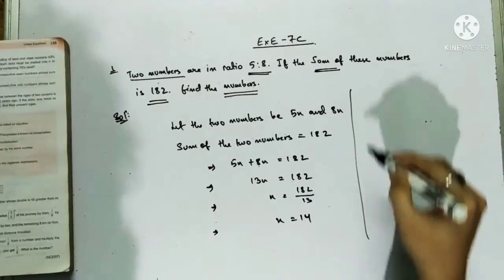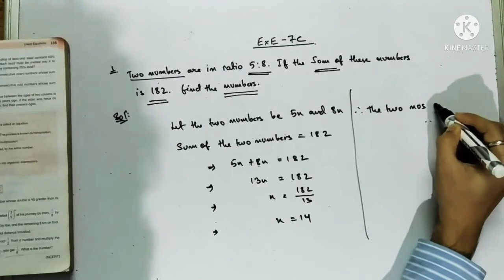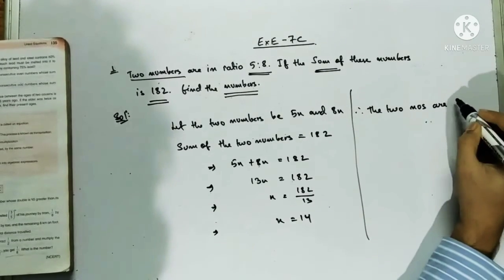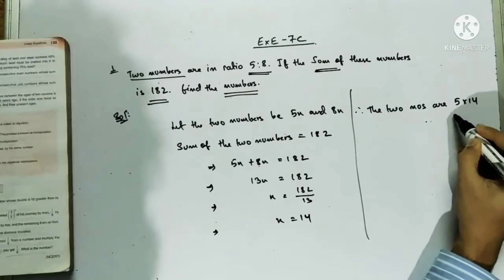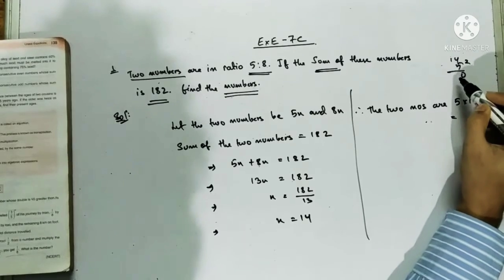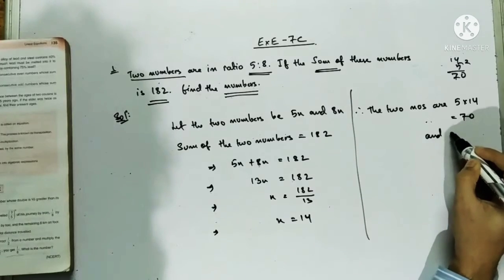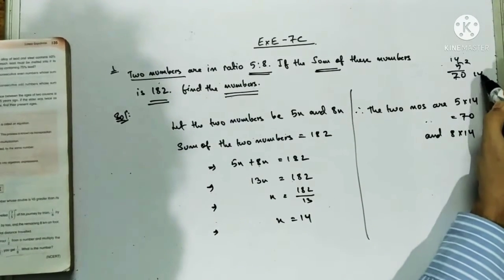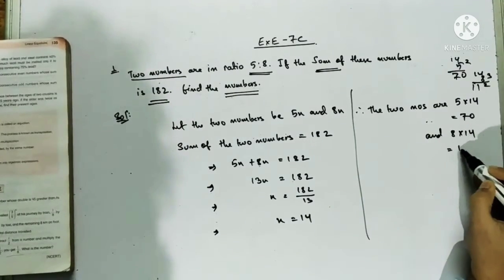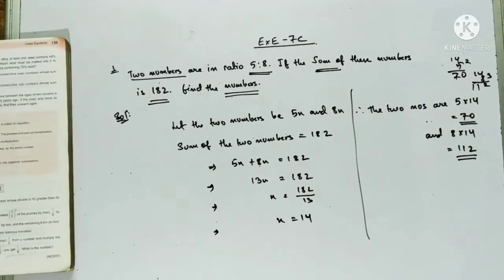I will write, therefore the two numbers are, numbers you write full form, okay. The two numbers are 5 into 14, 5 4s are 20, 5 1s are 5, 6, 7, 70, and 8 into 14, which gives me 8 4s are 32, 8 1s are 8, 9, 10, 11 is equals to 112. So therefore the two numbers are 70 and 112.